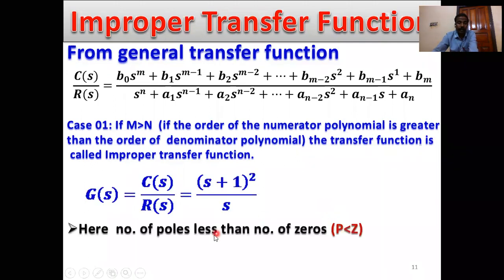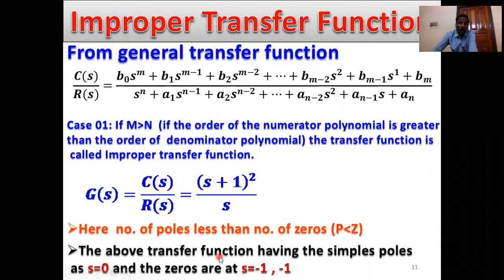Here, the number of poles is less than the number of zeros, or p is less than z, z greater than p. The number of zeros equals 2, and the number of poles equals 1. So the above transfer function has a simple pole at s equal to 0. The pole position is s equal to 0, and the zeros position is s equal to minus 1.